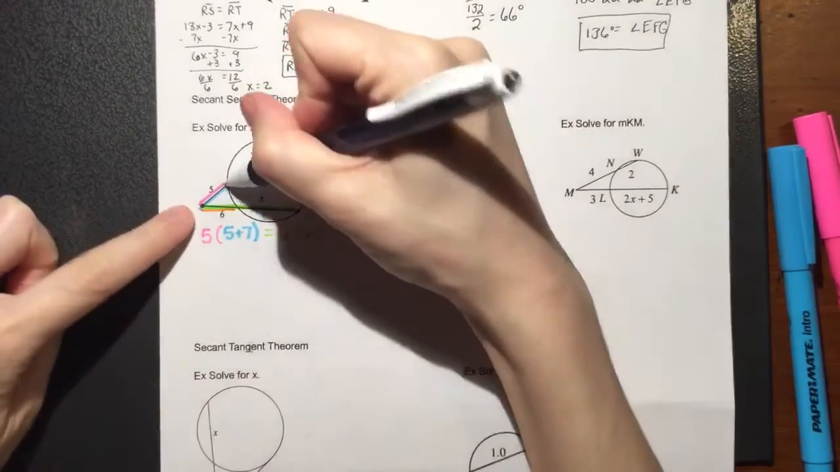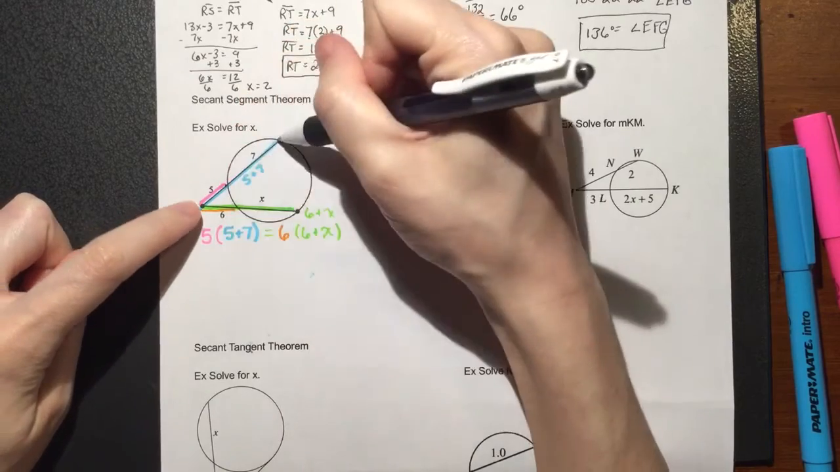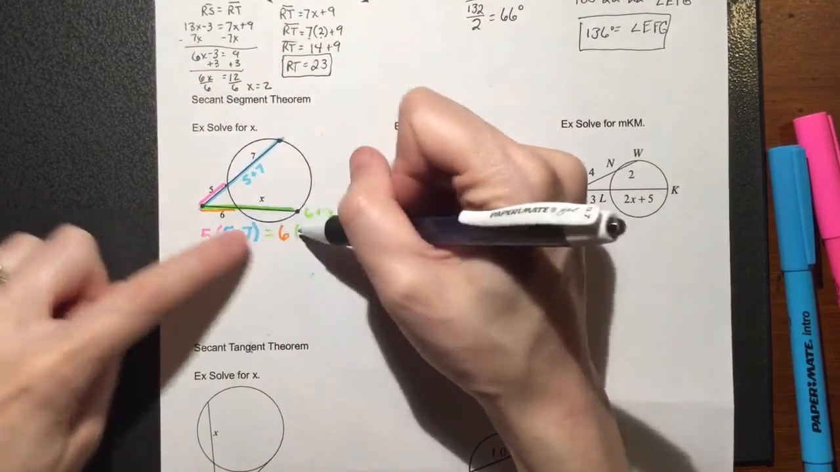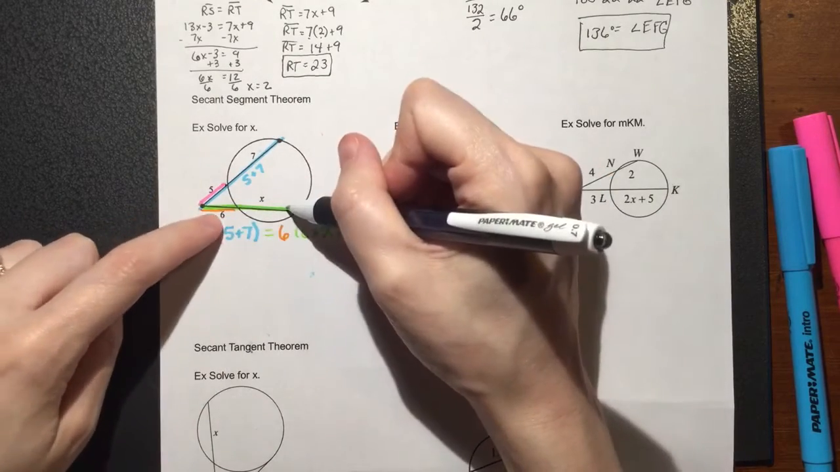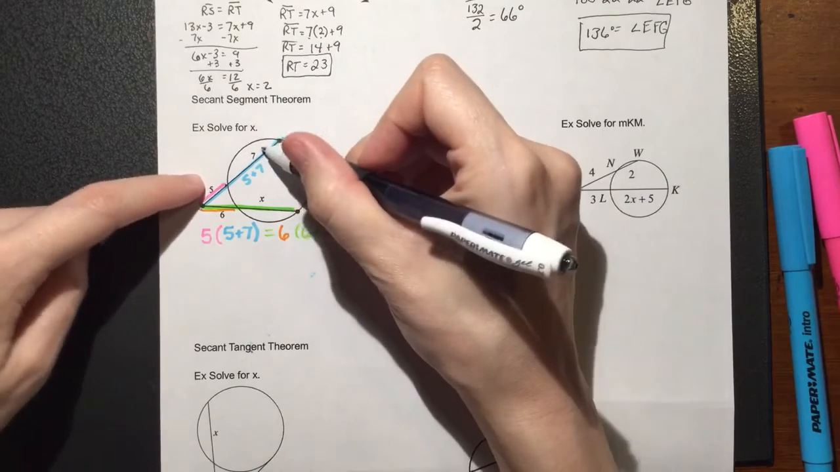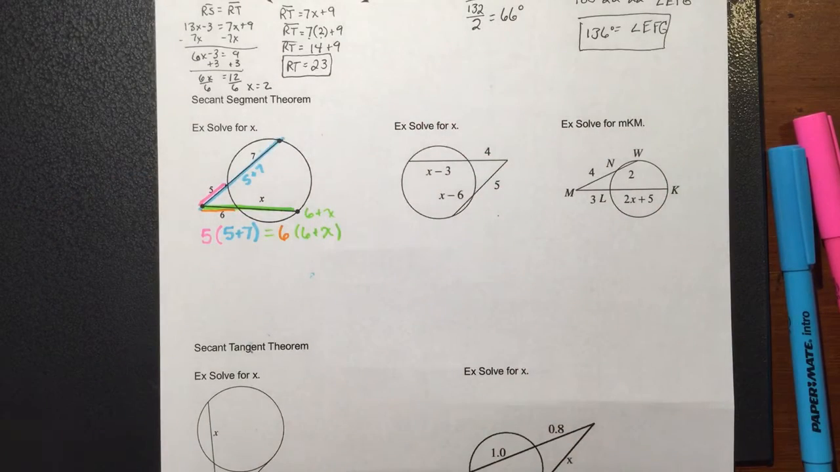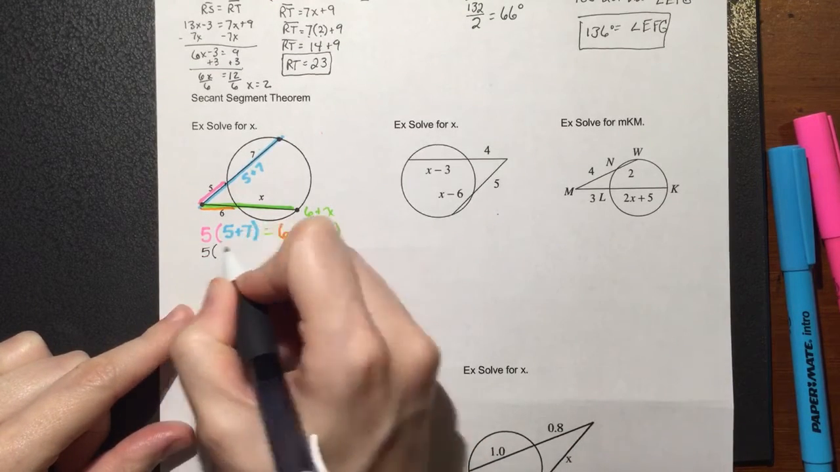We've got the external secant segment times the secant segment, whole thing added together, is going to be equal to the external secant segment times the secant segment. And to get the whole thing, you have to do 6 plus x, and to get the whole thing there, you have to do 5 plus 7. And the important part for this, besides getting the algebra right, is being able to set up the equation to solve. And once you do that, you just simplify.